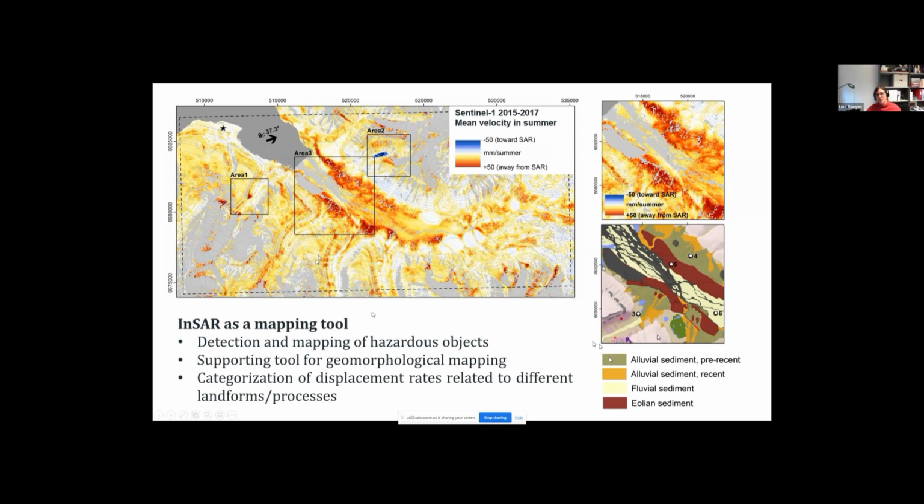a relation between the amplitude of the movement and the type of sediment, typically in valley bottom. Here, sediment that are fine-grained tend to have a higher subsidence rate, because they are more able to segregate ice. This is a bit of a simplification what I'm saying, but just to show some examples. And then of course you can try use InSAR to categorize different landforms and processes.